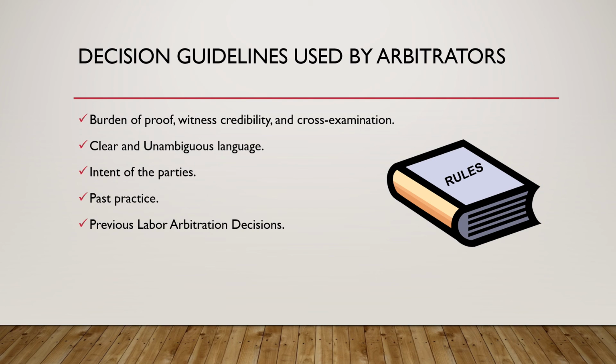Decision guidelines used by arbitrators. They use the burden of proof, witness credibility, and cross-examination. Another one is clear and unambiguous language, intent of the parties, past practice, and previous labor arbitration decisions.